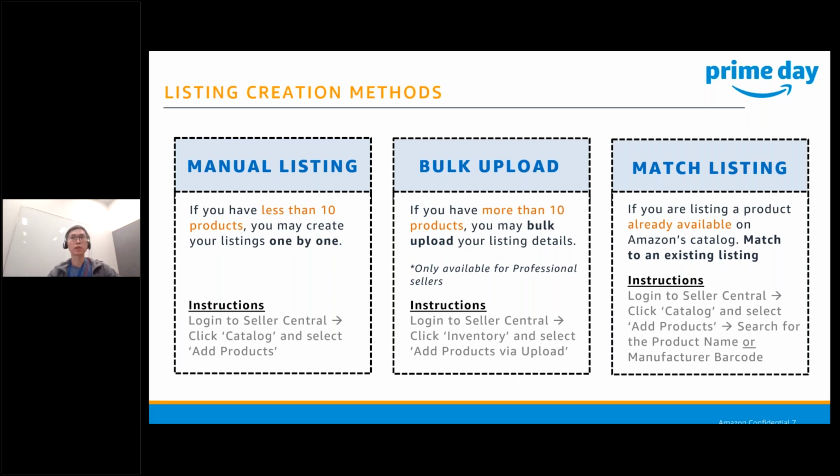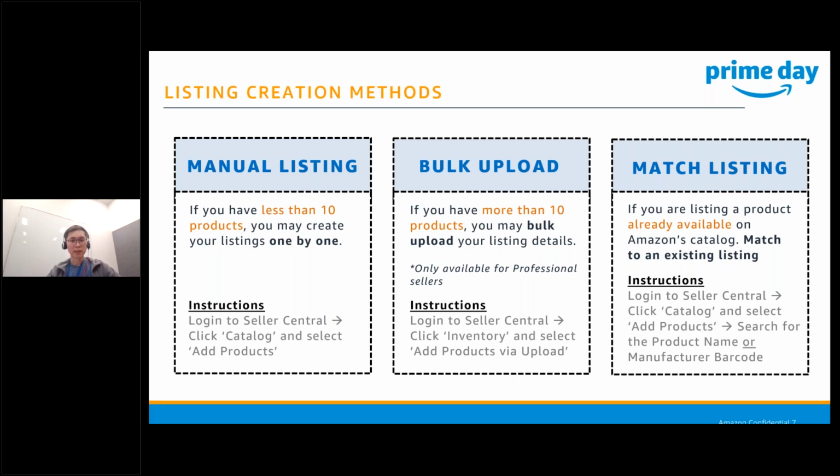In Seller Central, you can just click on Catalog and Add Products. The other method you can do is bulk upload. If you have more than 10 products, you should use the bulk upload feature. One thing to note is that if you are not using a professional account, you will not have the bulk upload feature because it is only for the professional seller account. Then you will be able to do a bulk upload using the template that you download from Seller Central, put in your listing details, and then upload it back to Seller Central.